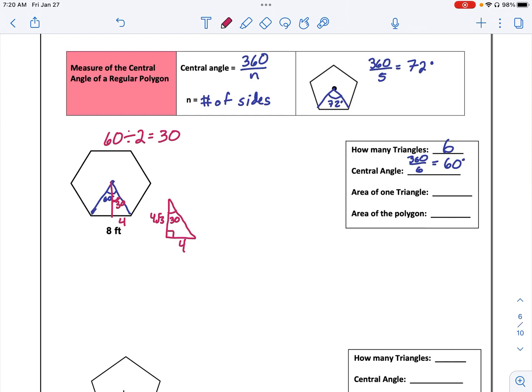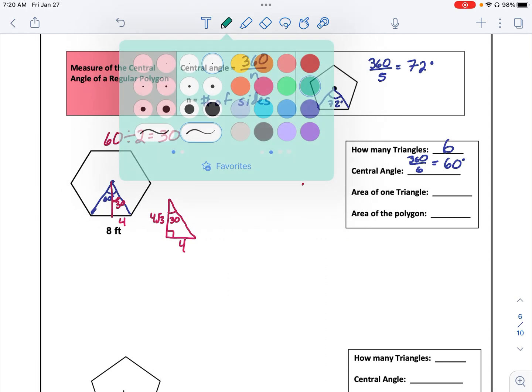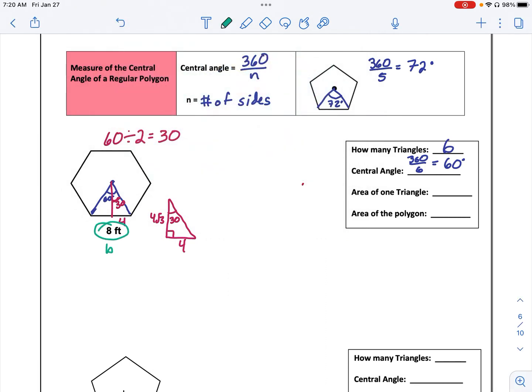So to find the area of the triangle, we're going to do, and a reminder, the base is the base of the original. So like the 8 is the base, and then the height is the 4 root 3. So we would do 8 times 4 root 3 all over 2, which gives me 16 root 3 feet squared. And then for the area of the polygon, we would take that 16 root 3 and we would multiply it by the number of triangles, sorry, which is 6. So we'd get 96 root 3 feet squared.